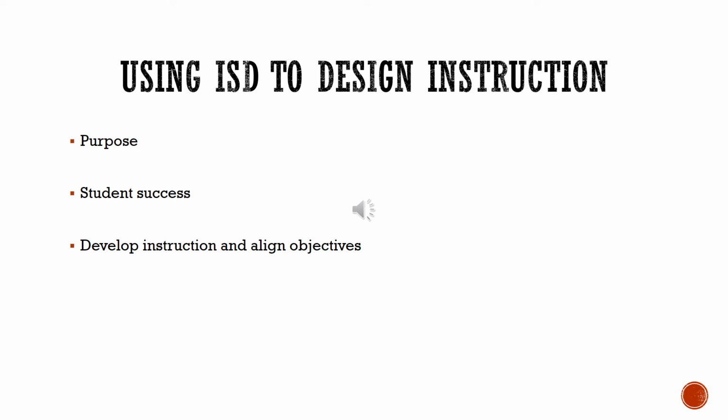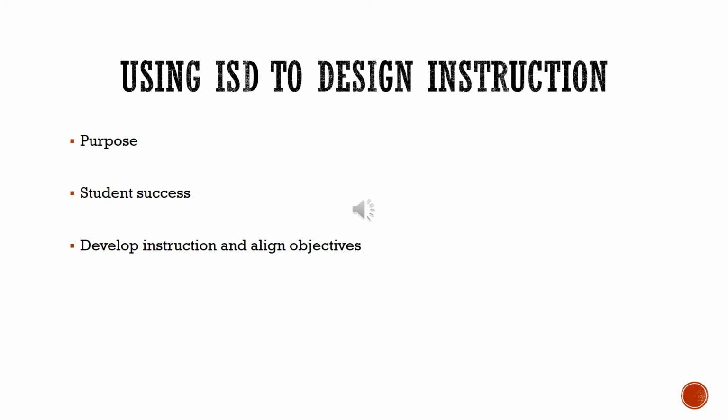When using the ISD model to design instruction, there are three things that I focus on: purpose, student success, and developing instruction and aligning objectives. For purpose, what do I want my students to know? What do they already know? And this can happen through pre- and post-assessments, observations, and questionnaires.